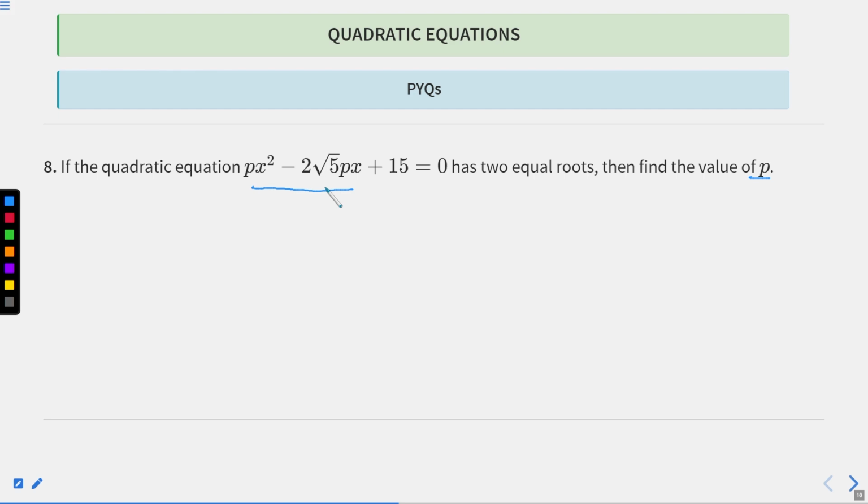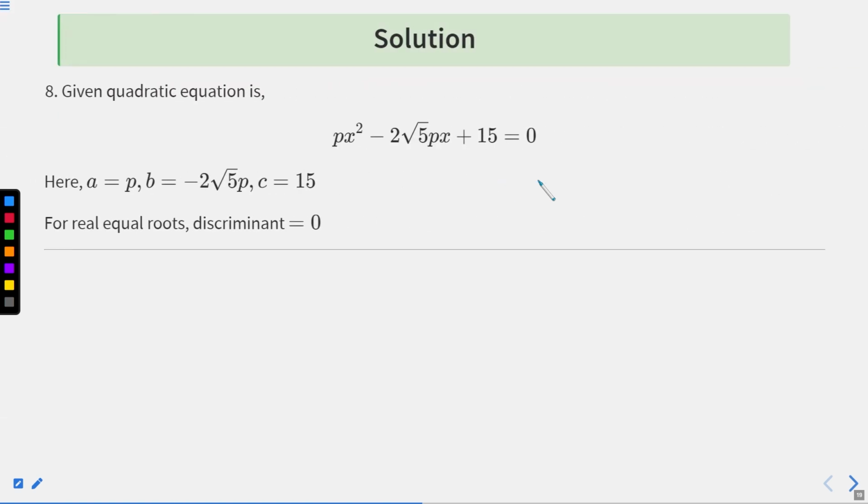So this question is based on the nature of the roots for quadratic equations. For this condition, two equal roots, we will use the discriminant equal to 0, and from that equation we will find the value of p. So let's solve this problem.